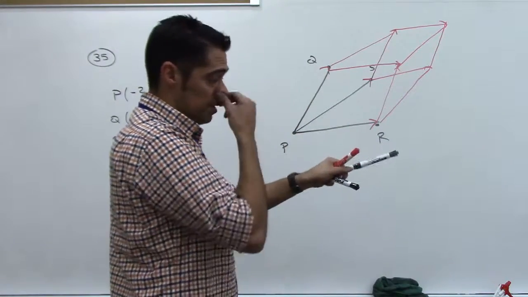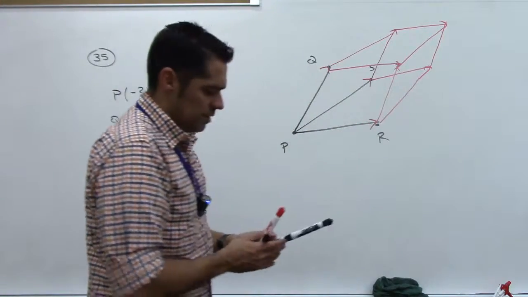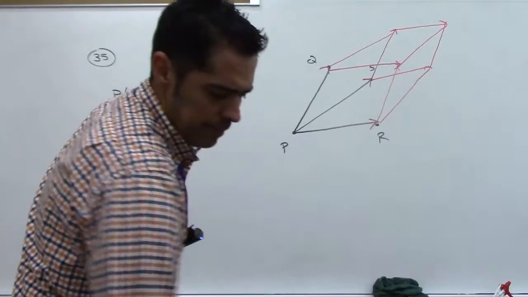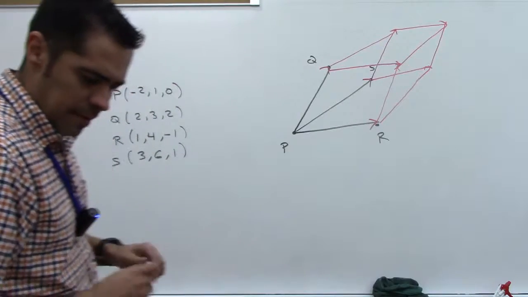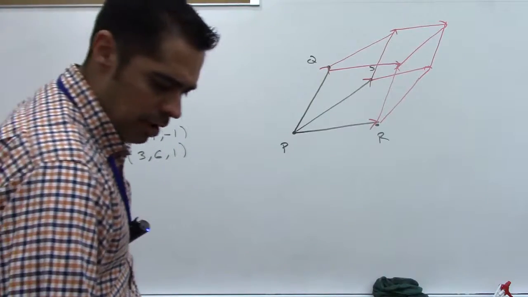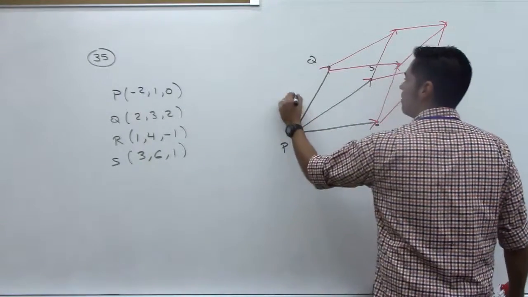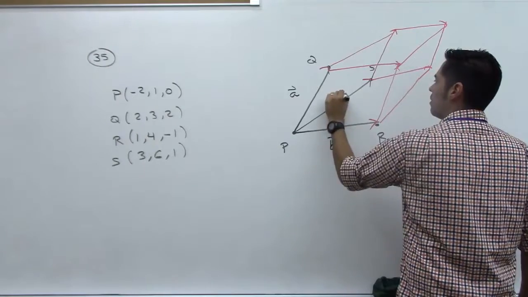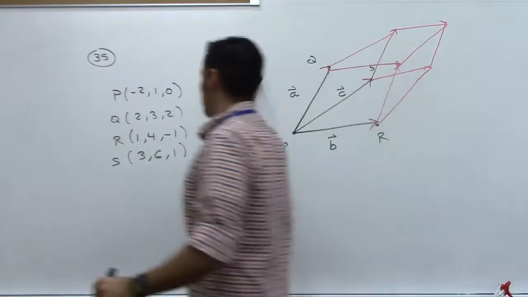You can check in your notes. I show this in our notes. You can turn it around and stuff. But what we want is the volume of that. So we're just going to use the formula, which is the magnitude of the triple scalar product. So let's call this vector A, this vector B, and this vector C. So let's find out what those are first, and then we'll use the formula.